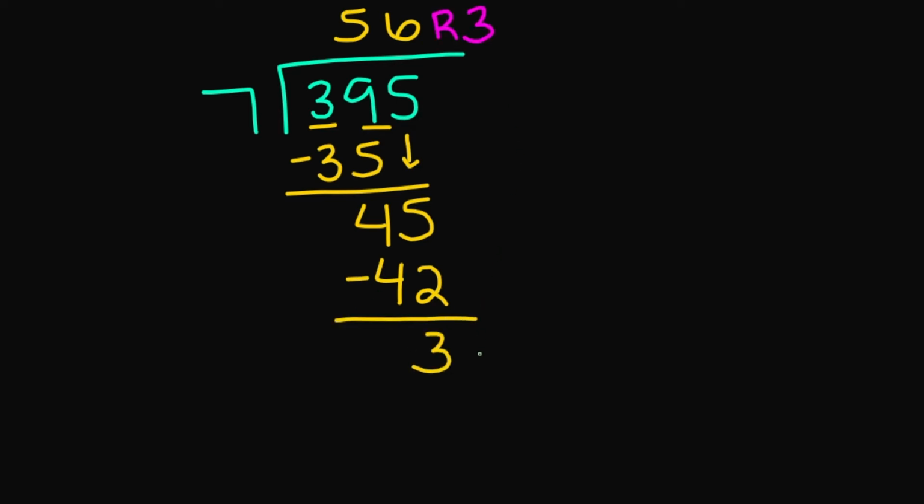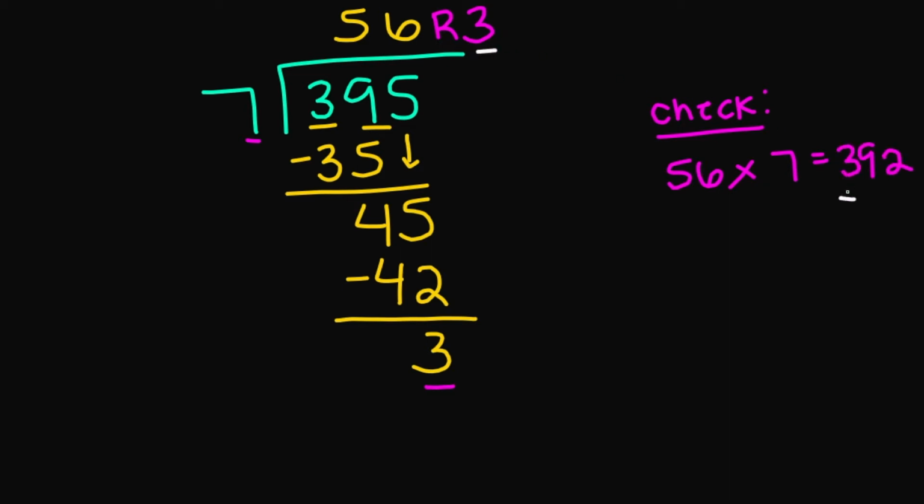So your remainder is going to be 3 because this is what you have left over. Remember, when you are dividing, you can check your answer by multiplying your quotient, which is 56, times your divisor, which is the 7 here. So 56 times 7, that's going to give us 392. And since I have my remainder here, I'm going to add 3. So your answer here is going to be 395. Since we got 395, which is the same as your dividend, we know that is the correct answer.